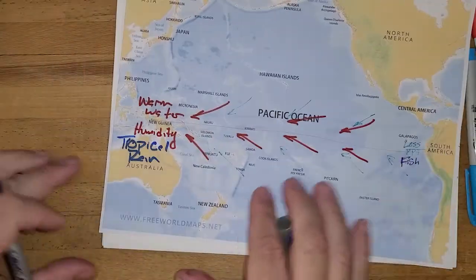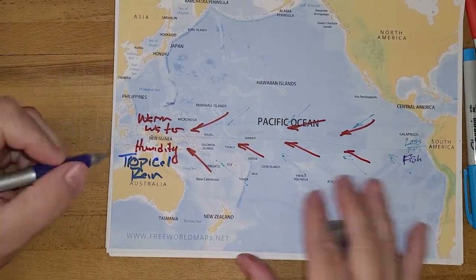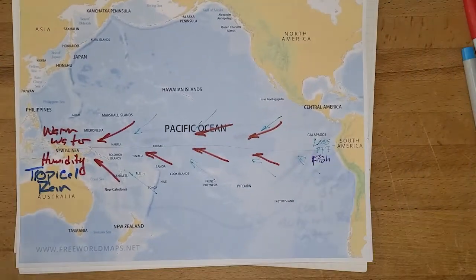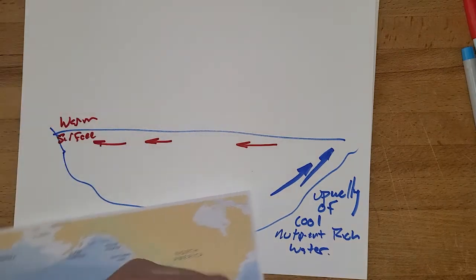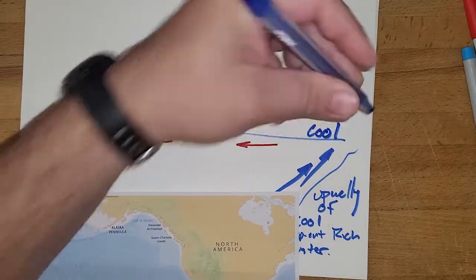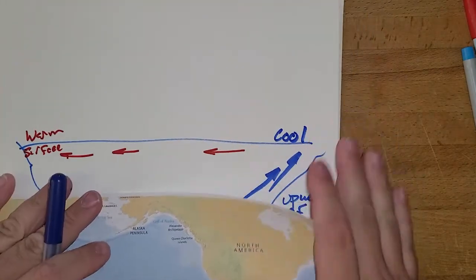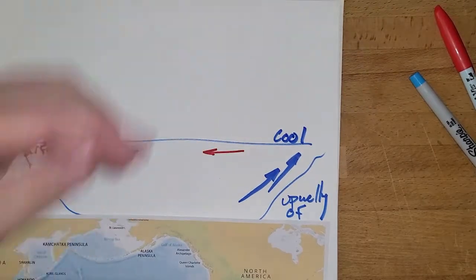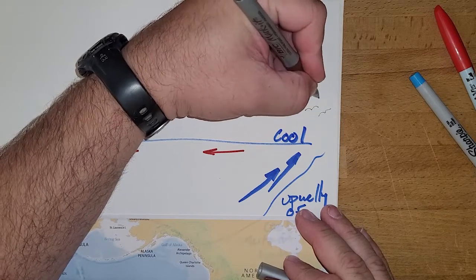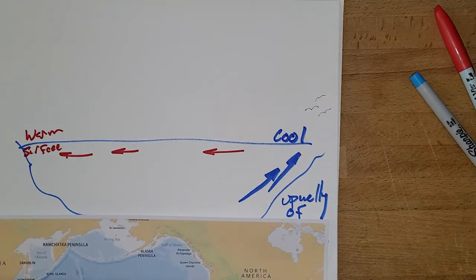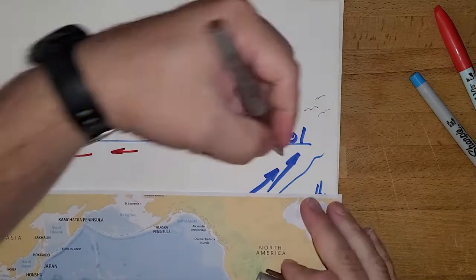Over here, very humid and a lot of rain. This is going to be one of our normal years. This is what we like to see. This is all normal, with our warm water piled up on this side and cool water over here. And let's put in a few birds, and little fishies.